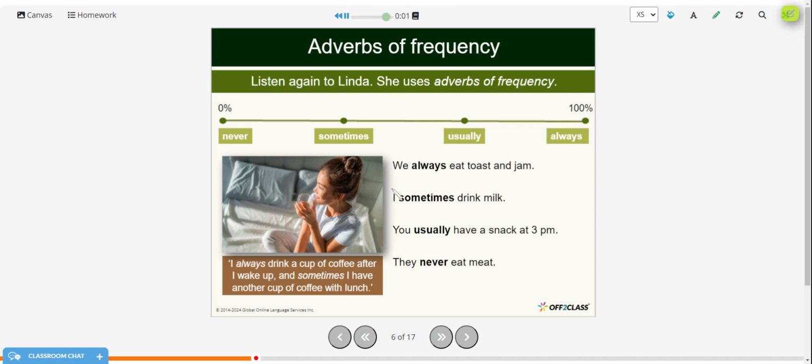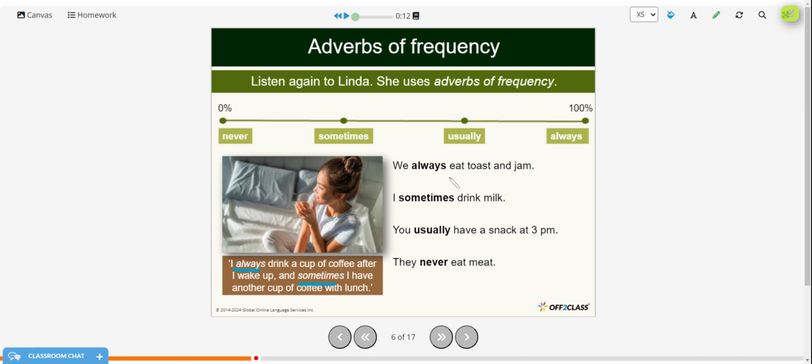All right, so she used the adverb always. So always means 100% of the time. So every morning when she wakes up, she drinks a cup of coffee. And then sometimes, which is about half the time, she has another cup of coffee with lunch. Not always, but just sometimes.